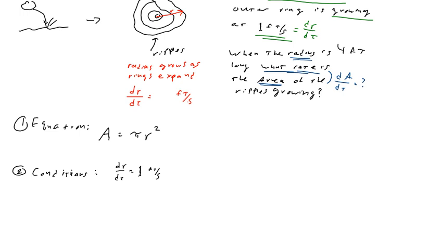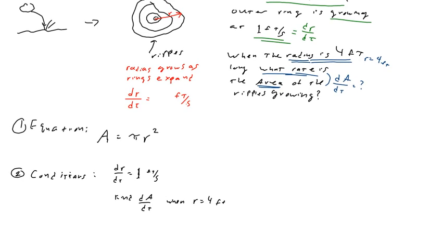So here's another piece of information. We have here that r is 4 feet. So we want to find dA/dt when r is 4 feet. Those are our initial conditions. That is what the problem is asking us to do.